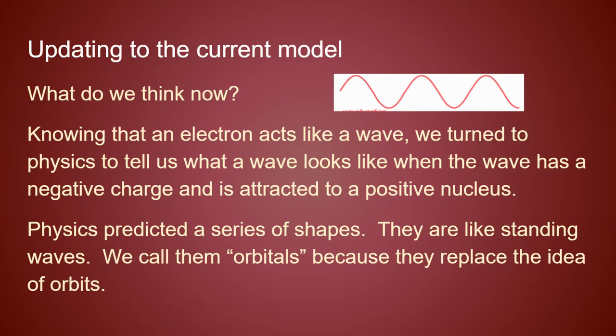Knowing that an electron acts like a wave, we turn to physics to tell us what a wave looks like when the wave has a negative charge and is attracted to a positive nucleus. Physics predicted a series of shapes. They are like standing waves. Well, they're funny looking. We call them orbitals because they replace the idea of orbits. So they're not orbits, but they replace the idea, so they're orbitals.